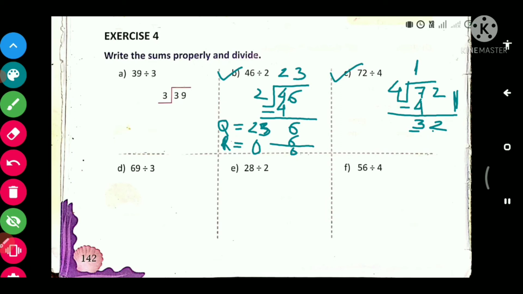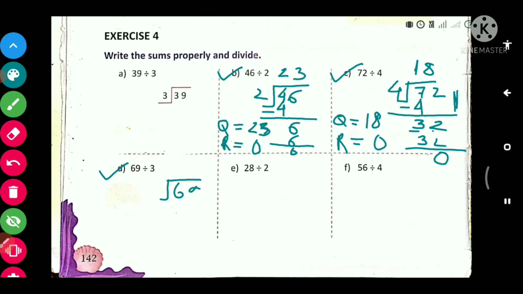Now we know that 4 8s is what? 32. So our remainder is what? 0. So our quotient is what? 18. And our remainder is what? 0.